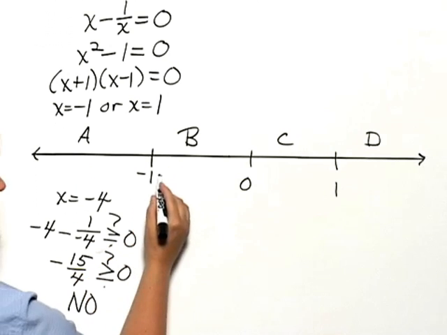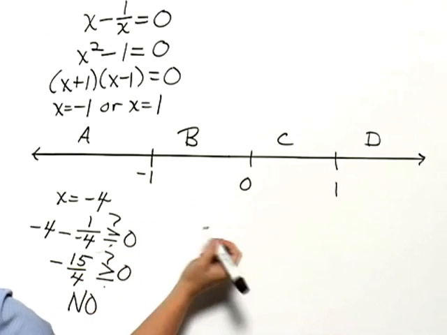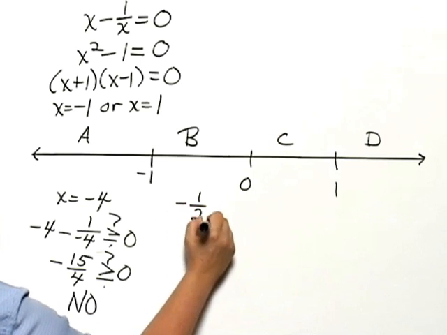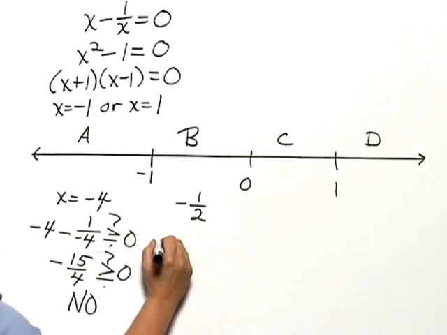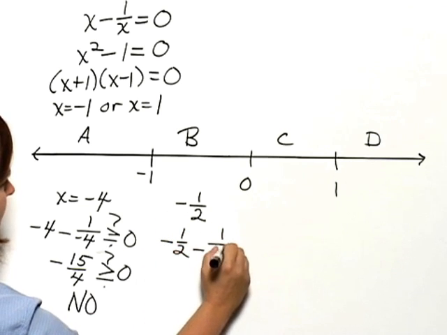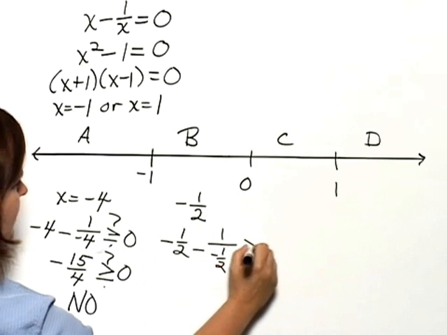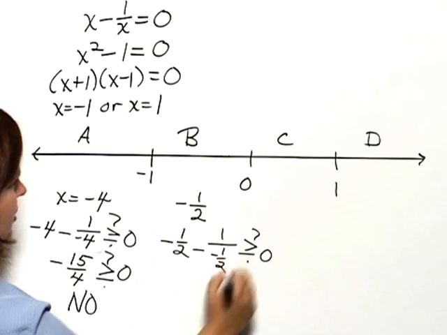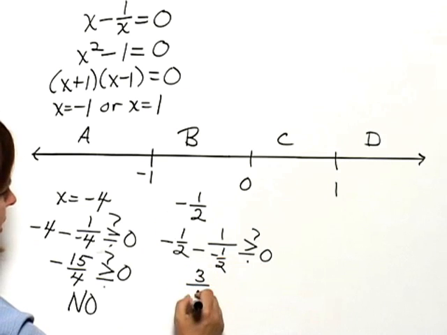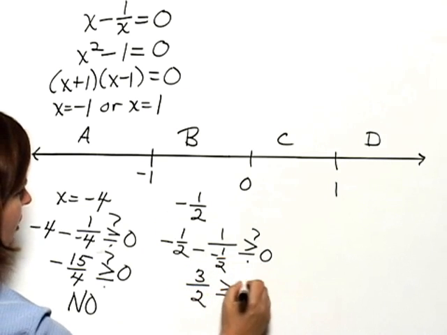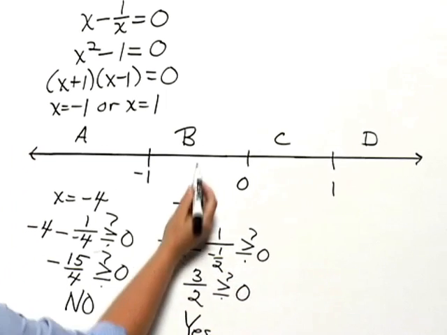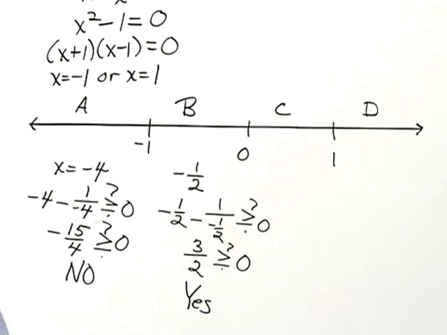Let's try this one, and let's pick a number between negative 1 and 0, and it has to be a fraction. Let's try negative 1/2. x minus 1 over x will be negative 1/2 minus 1 over negative 1/2. Is that greater than or equal to 0? Well, if we simplify here, we get 3/2. Is that greater than or equal to 0? Yes, it is. So interval B will be part of our solution set.